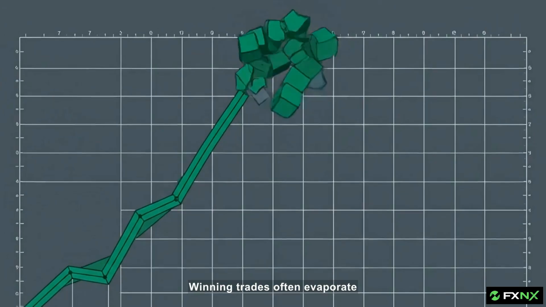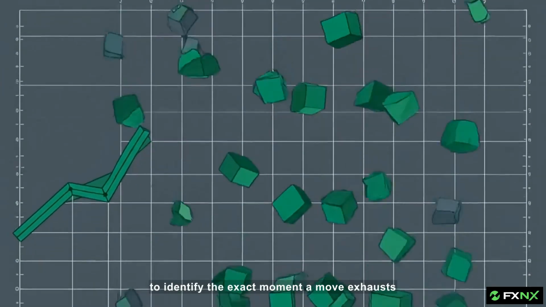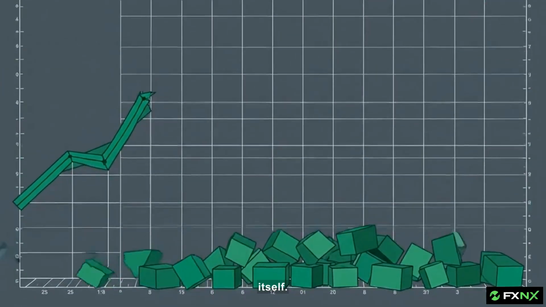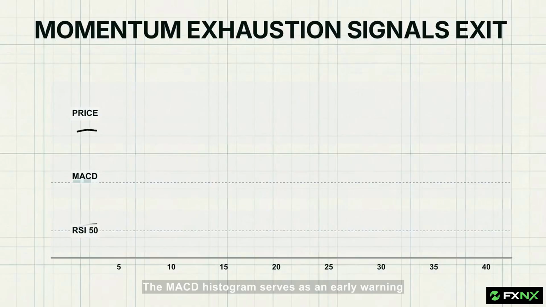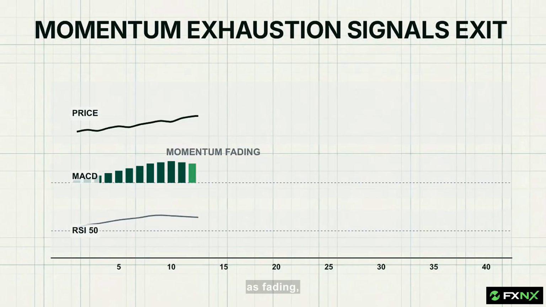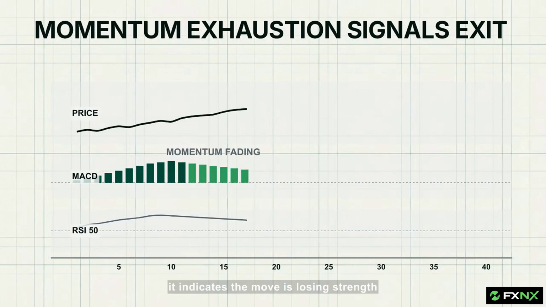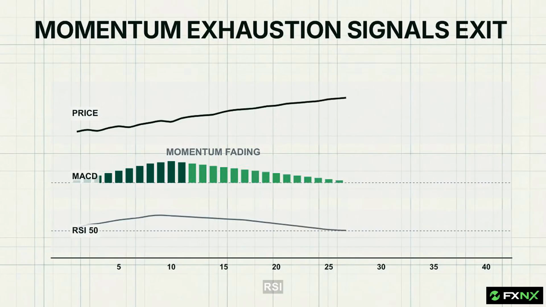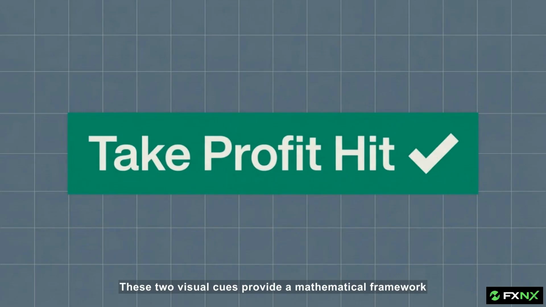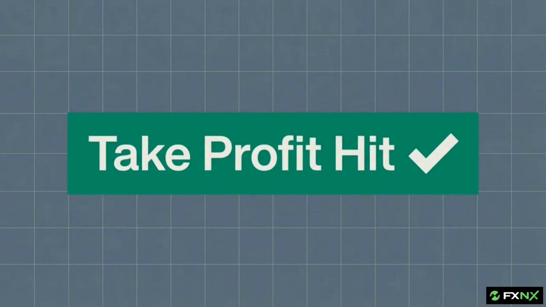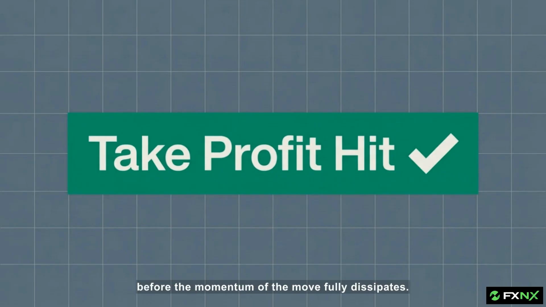Winning trades often evaporate because traders lack a systematic way to identify the exact moment a move exhausts itself. Without objective exit rules, profits are frequently lost to minor retracements. The MACD histogram serves as an early warning system. When bars contract toward the zero line, known as fading, it indicates the move is losing strength despite rising prices. The final signal to close occurs when the RSI crosses back over its 50-line midpoint. These two visual cues provide a mathematical framework for exits, helping traders secure profit before the momentum of the move fully dissipates.